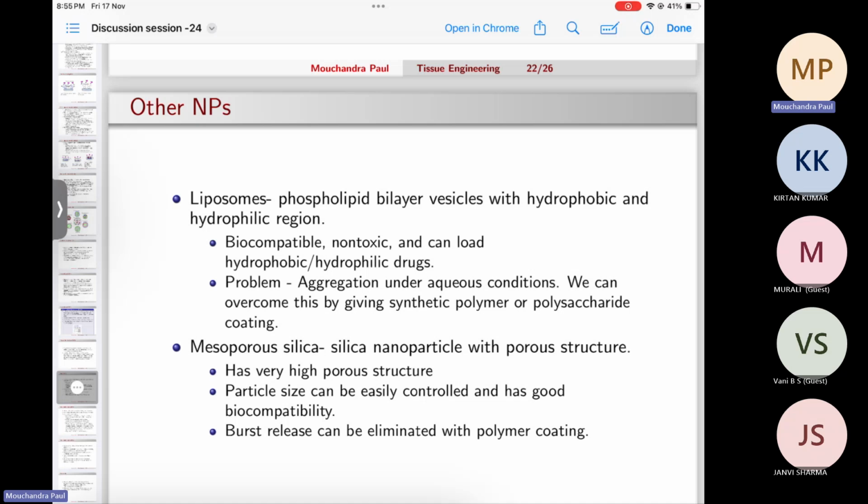But there are advantages of these nanoparticles, which is why people are using them. You can control the particle size very easily. With silica nanoparticles, it is very easy to control the particle size. You can create nanoparticles of various sizes, and they are very biocompatible for various applications. As I said, the porous structure is there, so there is a very high chance that the loaded growth factor will release instantaneously, meaning there will be a burst release. You can eliminate that by giving a polymer or polysaccharide coating over it.